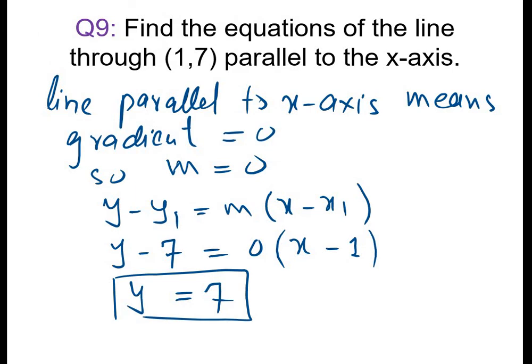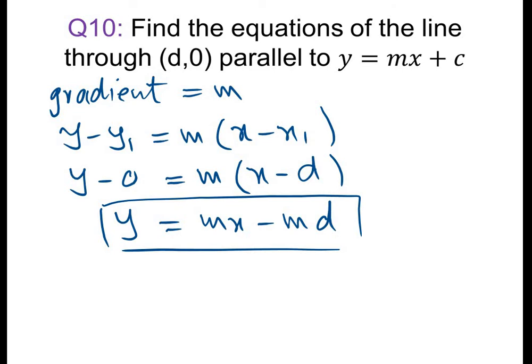Question 9 says to find the equation of the line that passes through a point 1 and 7, parallel to the x-axis. So by x-axis, we mean that the gradient is 0, which means m is equals to 0, right? So in y minus y1 equals m(x minus x1), you just put m is equals to 0, and you can find that out.